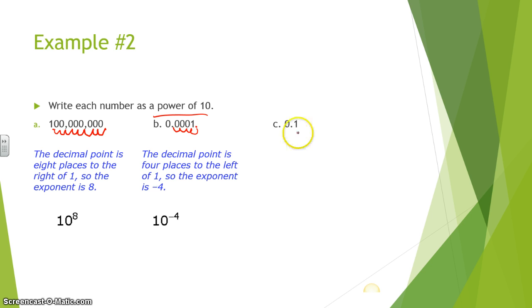Last example on the slide, we have 0.1. Again, it's a decimal. So we're going to move the decimal point, since the decimal point is 1 place to the left of 1, the exponent is -1. If I show you here, if we put the decimal after 1, move it 1 place to the left, my final answer is going to be 10 to the -1 power.